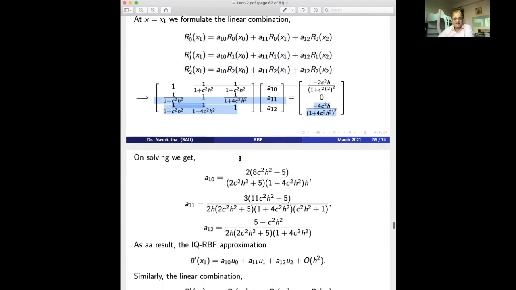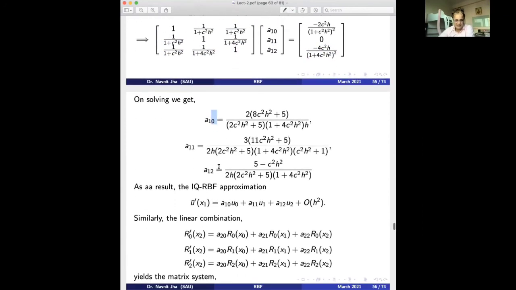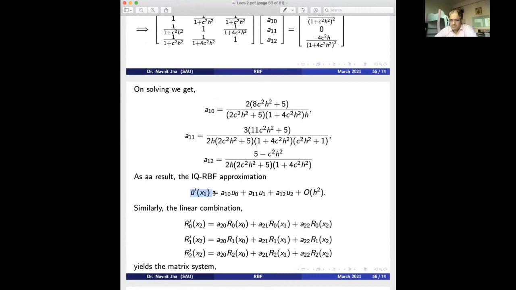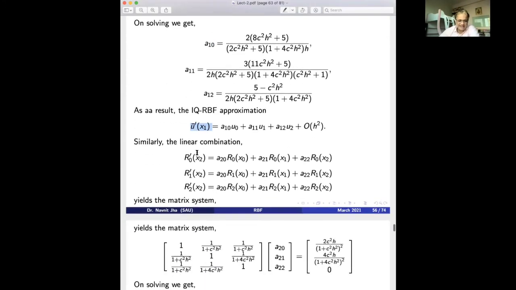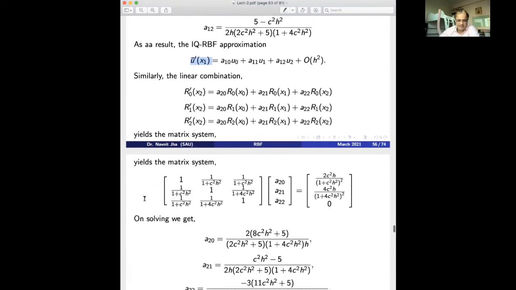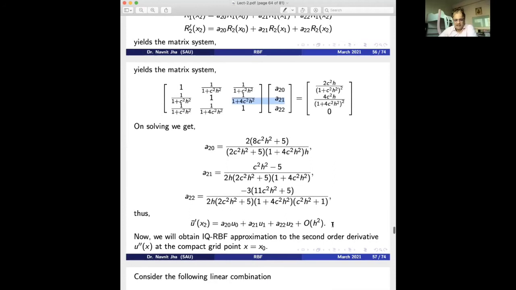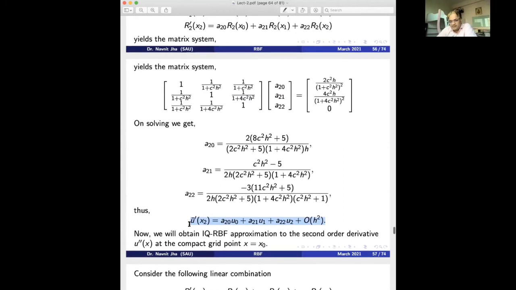This is the matrix. Find the weight. This is the weight. And as a result, you will get this approximation at x1. Similarly, at x equal to x2, we have this matrix system, and we get these values, and this is the approximation. Now again, what is left? We need to calculate the second derivative approximation.